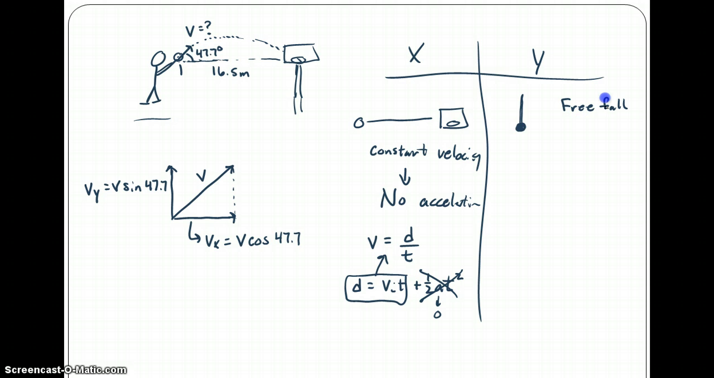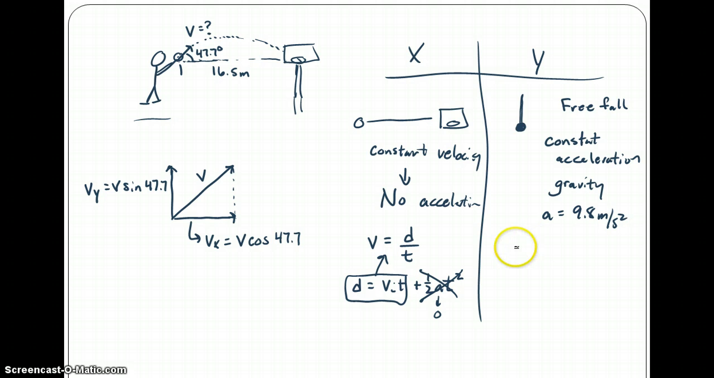Okay, it's very similar to something that's like free fall. We have a constant acceleration, and this constant acceleration is gravity, which means that a is equal to 9.8 meters per second squared. And that's what we're dealing with.